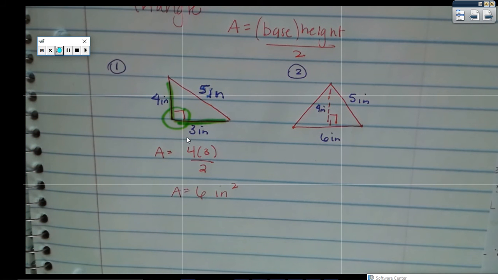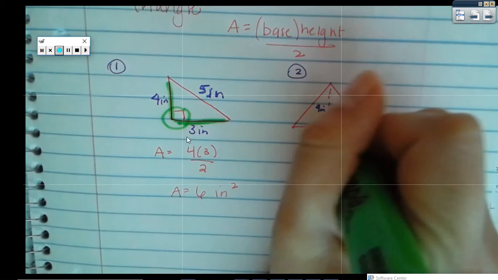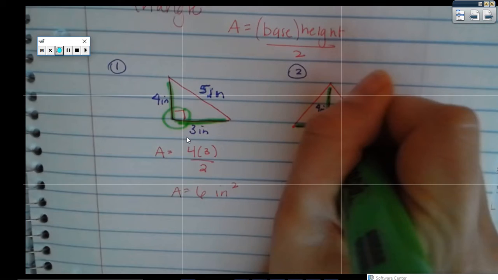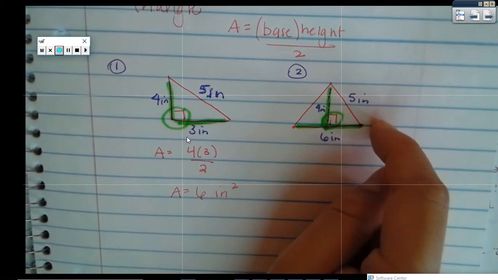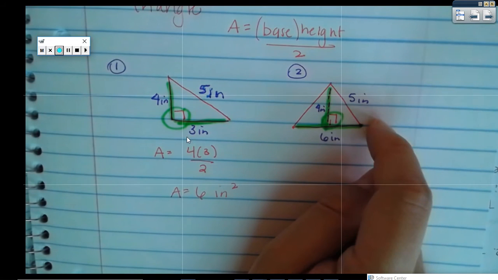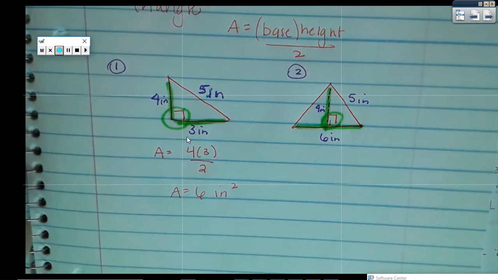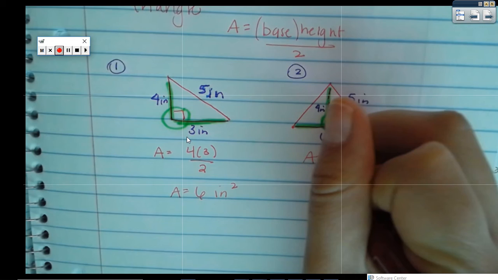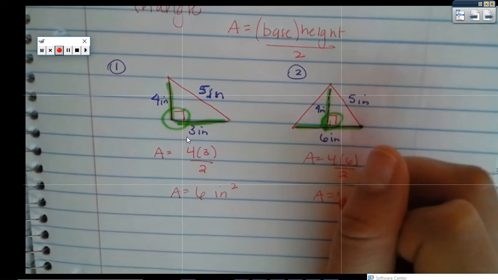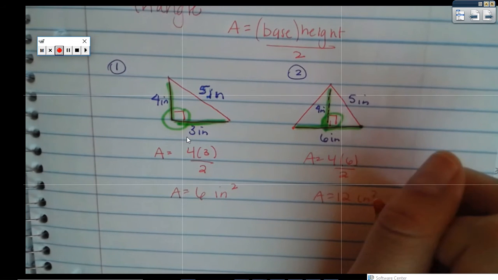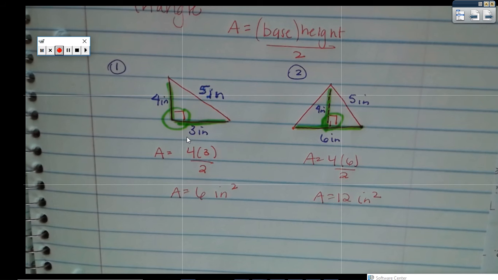So on this one over here, here's the box, there's your base, there's your height. Not the 5. The 5 has nothing to do with it. That's actually the slant height. We don't need it. We need the ones that are perpendicular. So that would be 4 times 6 divided by 2, 24, 12 square inches. That would be your area.